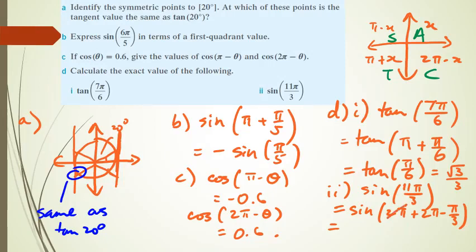Then you have 2 pi minus pi on 3. So is sine positive or negative there? Negative? Sine of pi over 3. Root 3 over 2, okay?